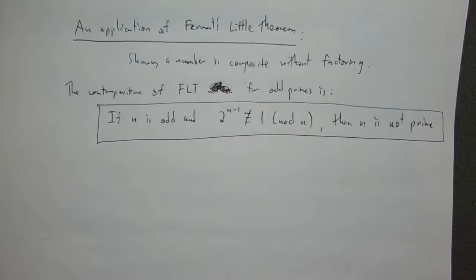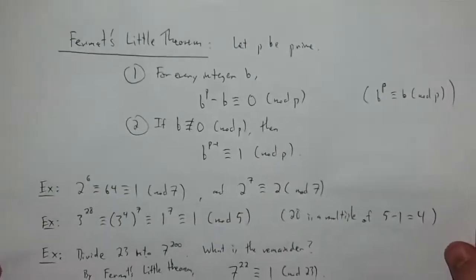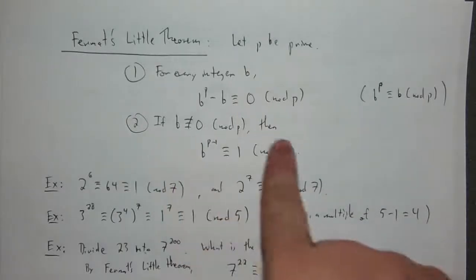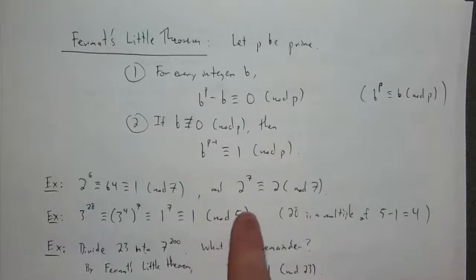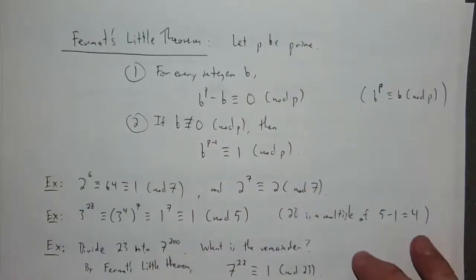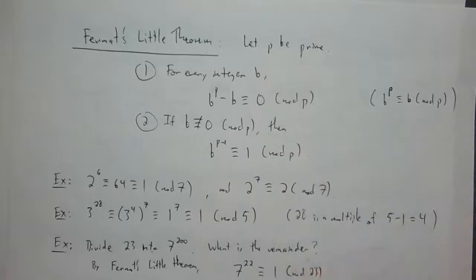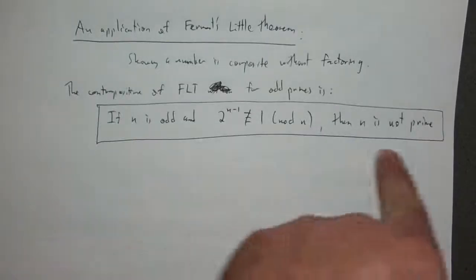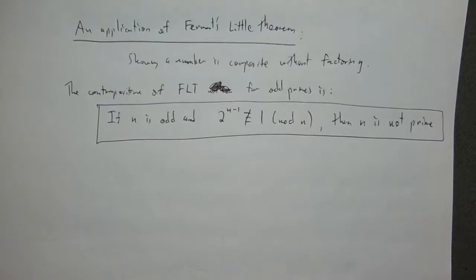Why is that the contrapositive of the second part of Fermat's little theorem? So here, we're assuming that p is prime. So if we have an integer such that this is not the case, then we know that p can't be prime, right? Because if p is prime, this has to follow. So, contrapositive tells me this.